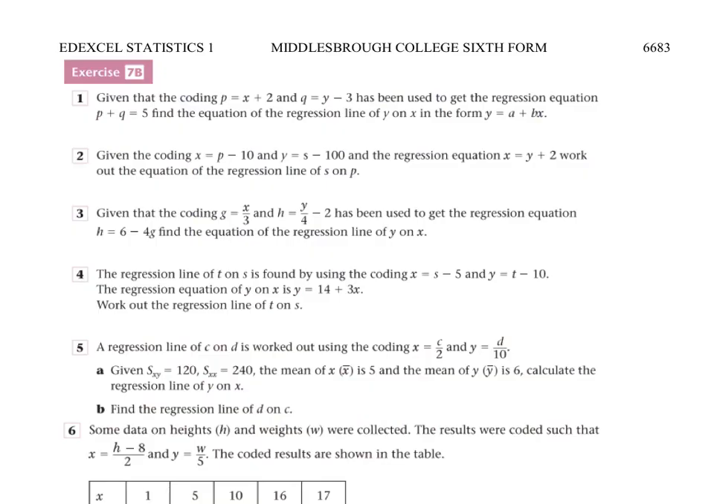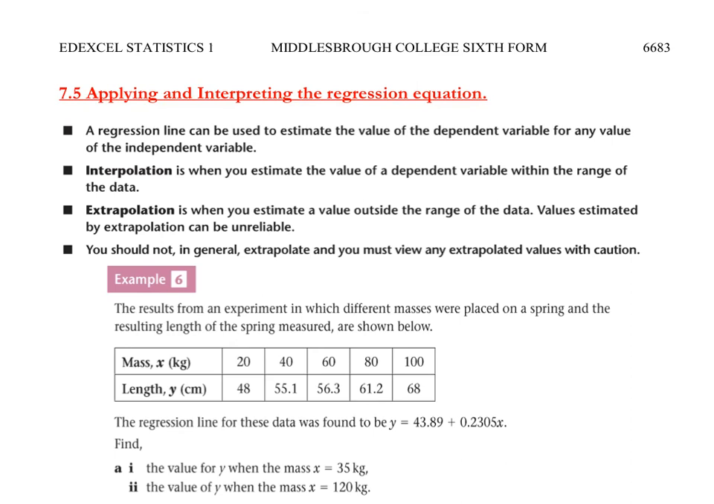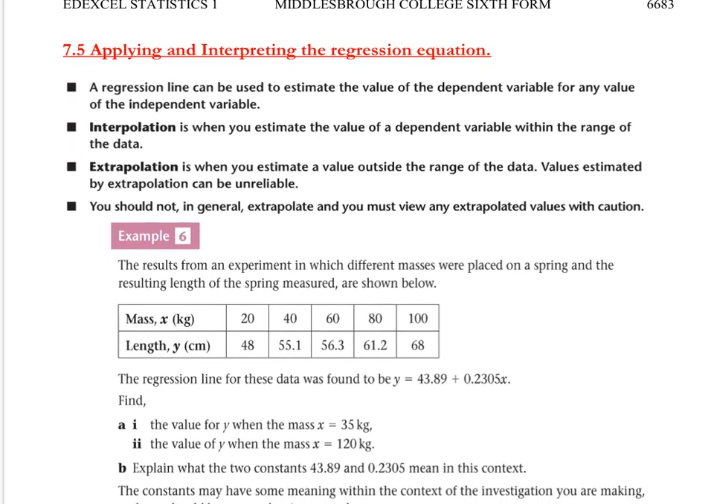So that's exercise 7b, and we're now moving on to applying and interpreting the regression line. This was a bit like when we did scatter diagrams. It's all very well plotting the graph and saying that there's a positive or a negative correlation. We've got to try and put that in context now to actually see what it means given the variables that we've got. So the regression line can be used to estimate.